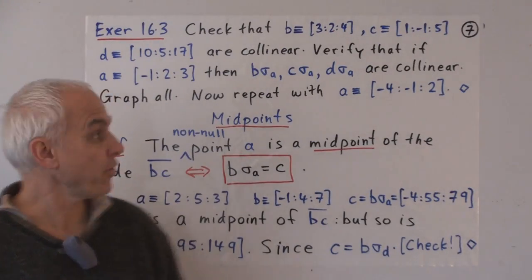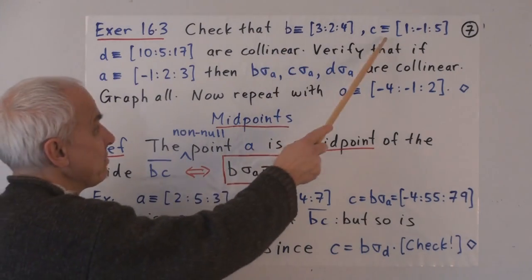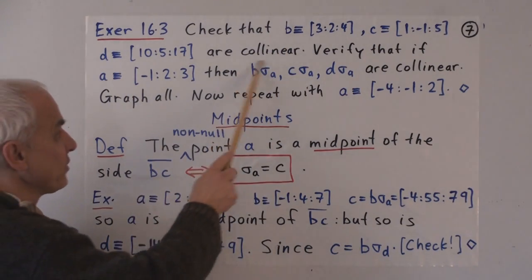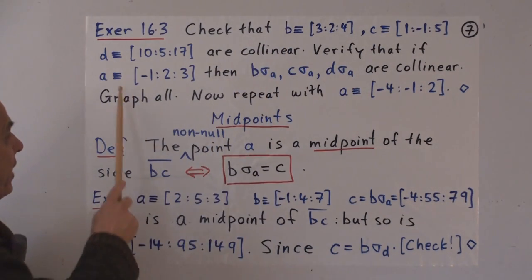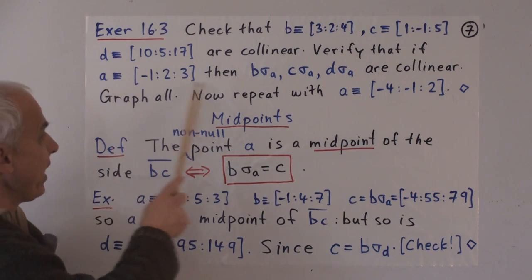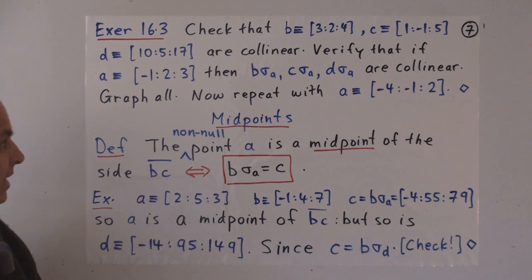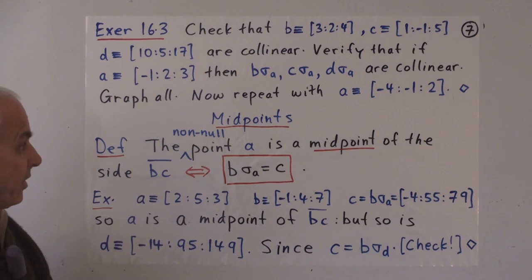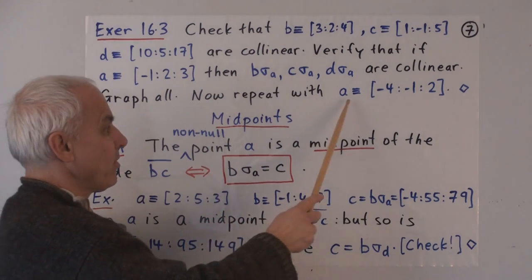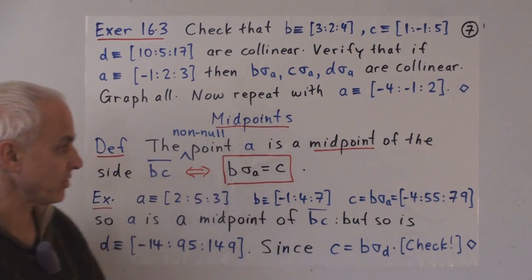So here's an exercise for you. Here are 3 points, B, C, and D. Check first of all that they're collinear, and then take the point A and calculate the reflections of B, C, and D in the point A, and check that they also indeed are collinear. You can graph them and repeat with a different center of reflection.